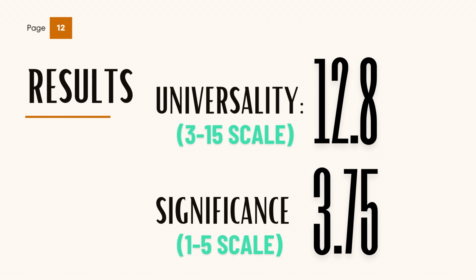Other results for the attitudinal scores, you have universality, which came in at 12.8. That's on a 3 to 15 scale. So the instructors were generally very in favor of the universal model as compared to a disability model of UDL implementation. And for significance, which was a 1 to 5 scale, it was a 3.75. So instructors overall felt like it definitely was an important measure, but not the most important perhaps.